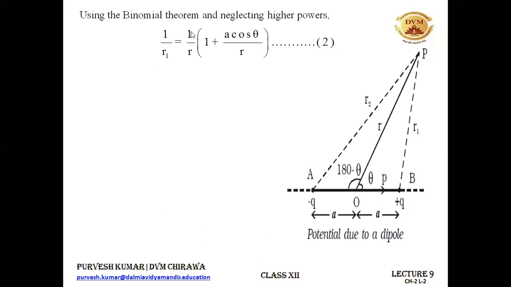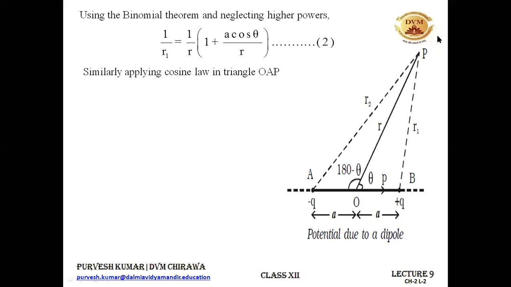So you have got the value of 1 upon R1. Now we need to find the value of 1 upon R2. So see this. Similarly, we need to apply the cosine law in triangle OAP. All right. So please apply the cosine law and write it in your notebook. And I'm giving you 30 seconds to apply it. And I'll be resuming my explanation thereafter.